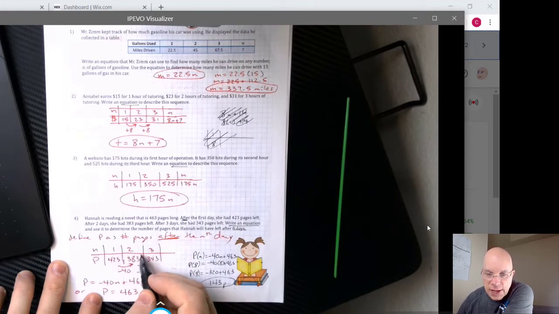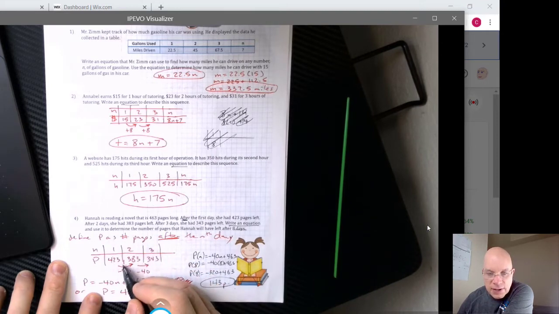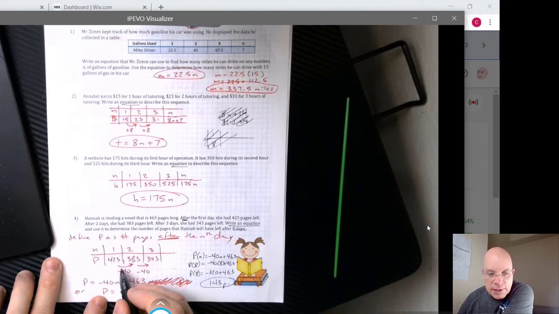After day 2, she had 383 pages left. After day 3, she had 343 pages left. So I see it's going down by 40 each time. And so if negative 40 is a common difference, that's the coefficient of the variable term. It's negative 40n. But then what would you add to that to give you this first term, 423? Well, if n is 1, negative 40 times 1 is negative 40. I need to add 40 just to get to 0, and then I need to add 423 more to get to 423. So 40 and 423 is 463, plus 463.